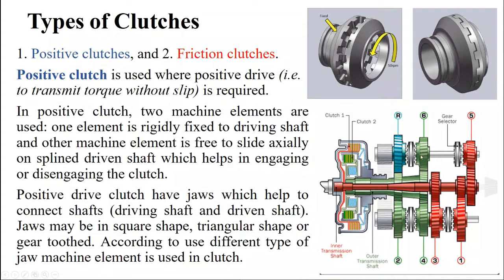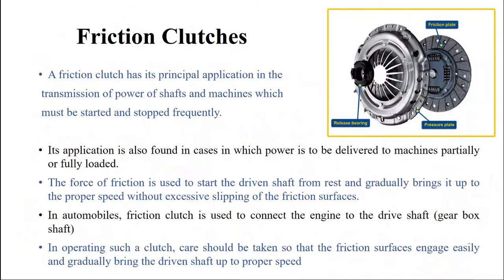When we need to connect two shafts, this is another independent shaft, this is another shaft. When we connect these two shafts, in between there is some coupling. This is also an example of dog clutch, which is an example of positive clutch. Our basic focus here will be on friction clutch, because this is a type of clutch which we regularly use while transmitting power from engine to gearbox.